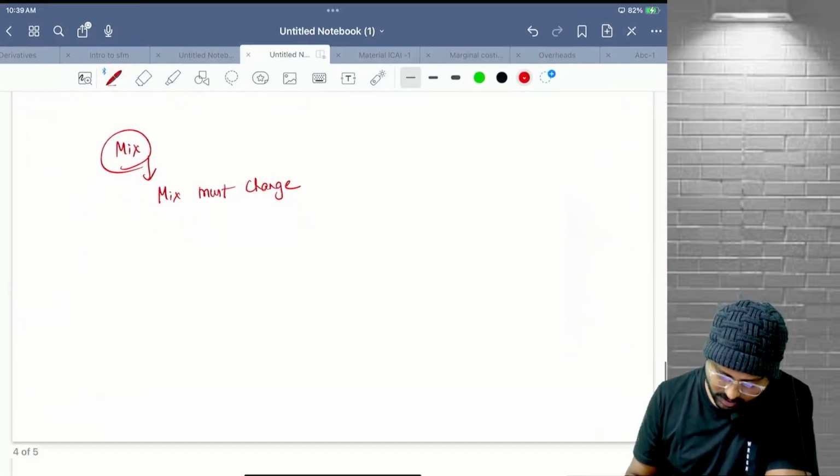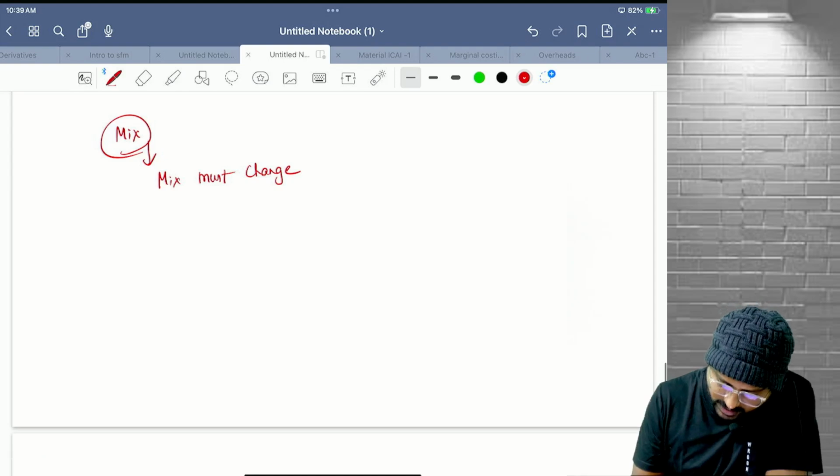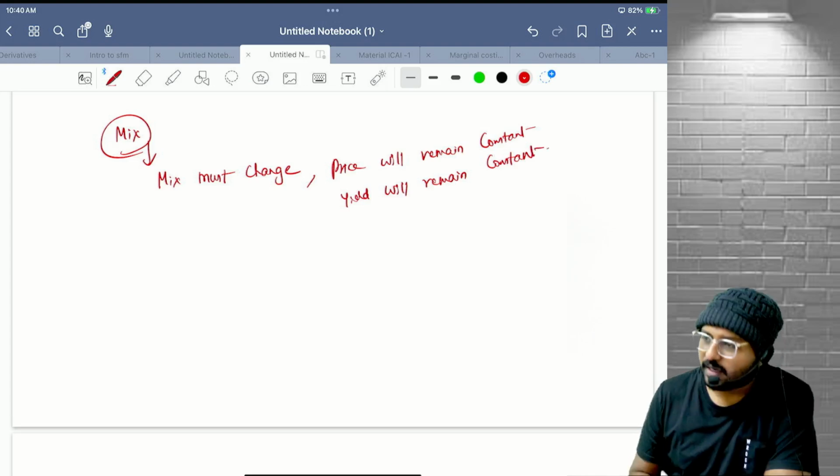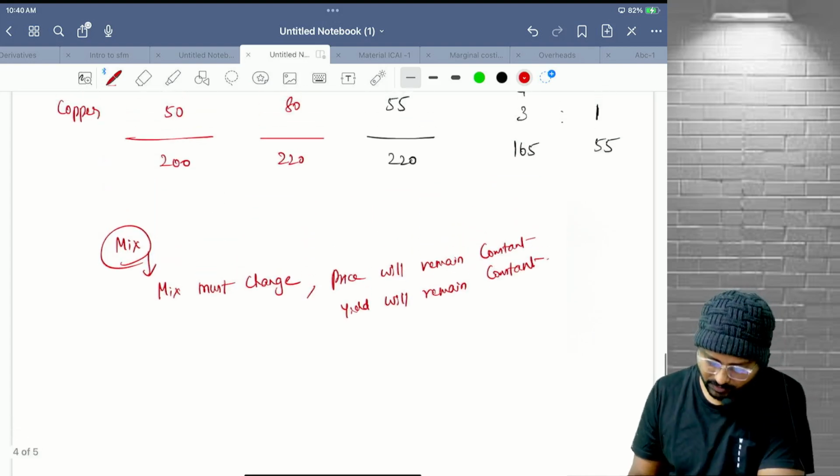So going by that logic, now mix variance means mix must change. And what will remain constant? Price will remain constant. Right? And also which will remain constant? Yield will remain constant. Correct? Are we done with this? All right, chalo. Now let's move on.